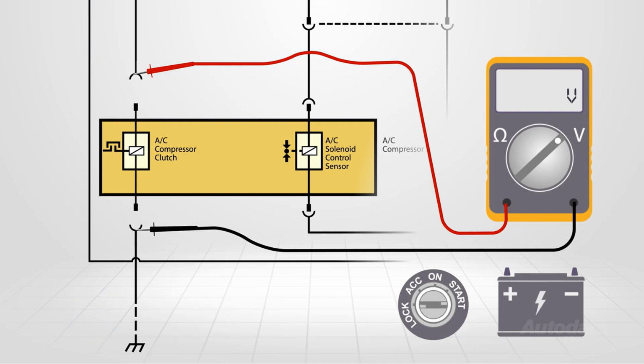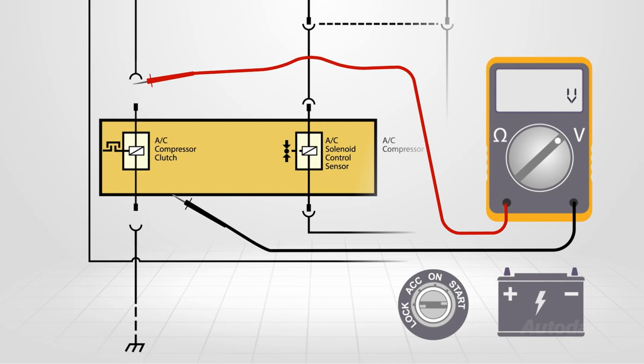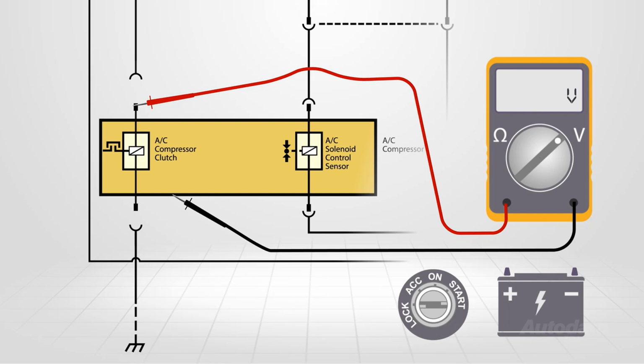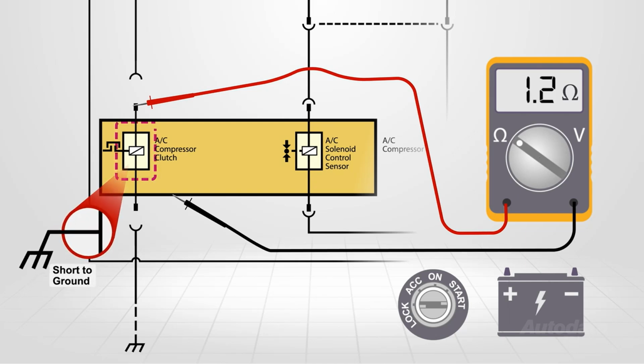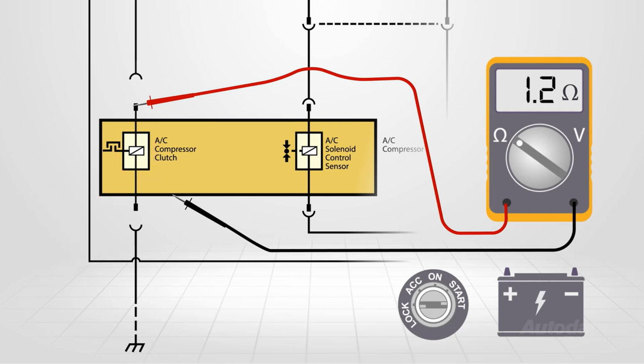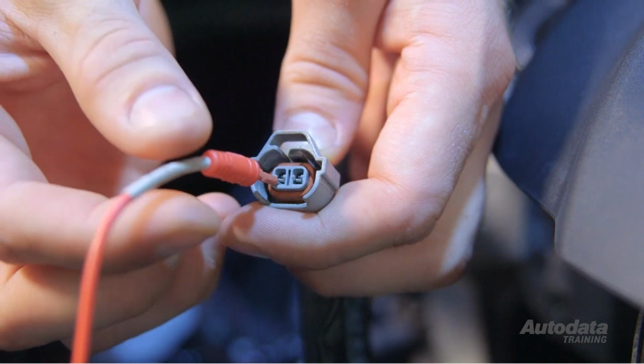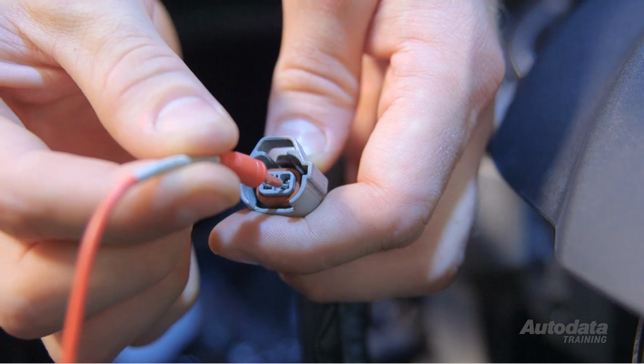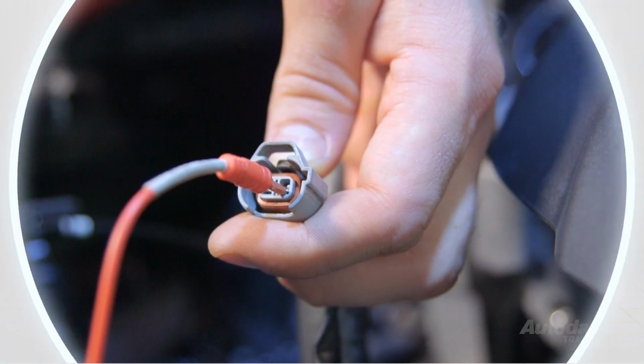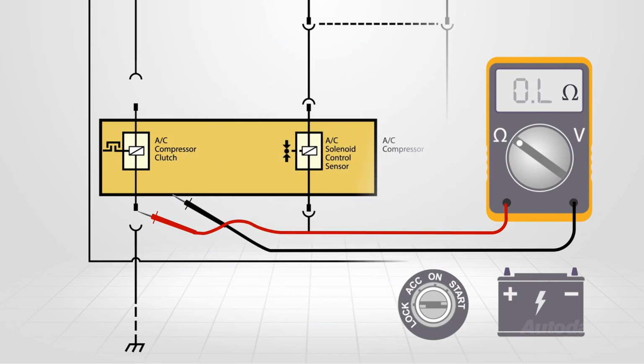Place the black lead on the body of the compressor and the other probe on one of the clutch connector terminals. Then place the meter on ohms. If any reading is displayed, there is a short to ground in the compressor clutch. If there was no reading displayed, move the other meter lead to the second clutch connector terminal and watch the display. If there was still no display on the meter, there is an open in the compressor clutch coil.